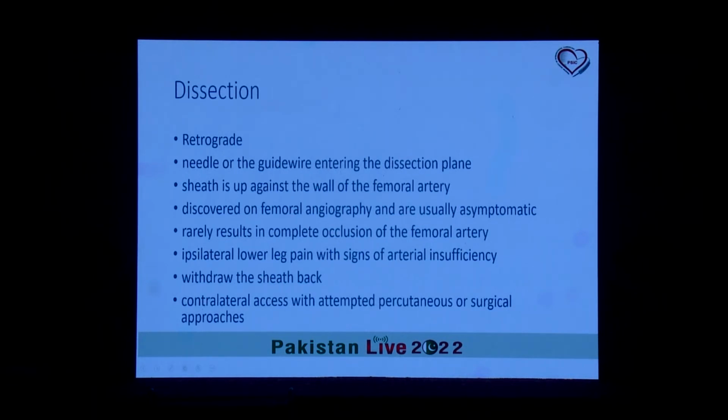It rarely results in complete occlusion of the femoral artery, when there is overlying thrombus formation or with continuous injection of dye in the dissection plane, which can result in occlusion. There is pain in the leg and signs of arterial insufficiency. Treatment is we withdraw the sheath, with contralateral access and attempted percutaneous or surgical approaches in cases where it is symptomatic and causing severe pain or signs of ischemia.